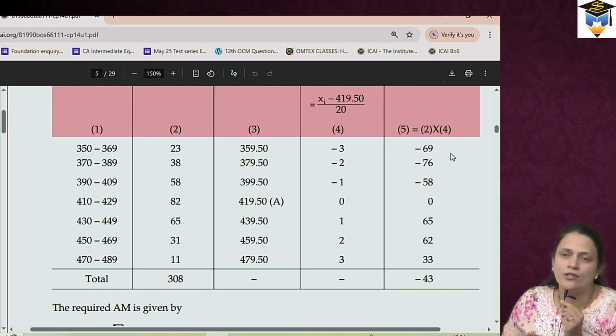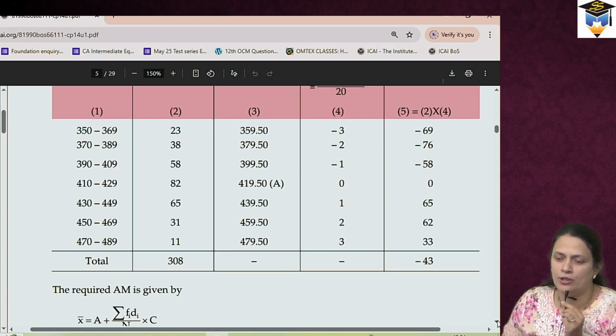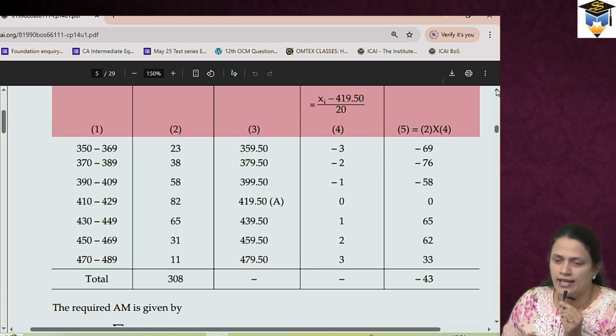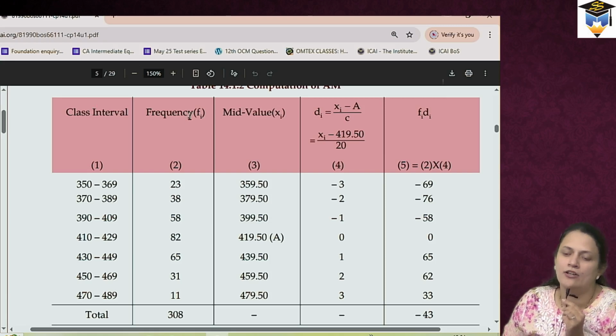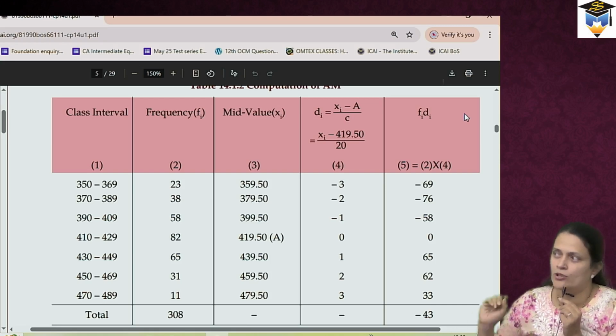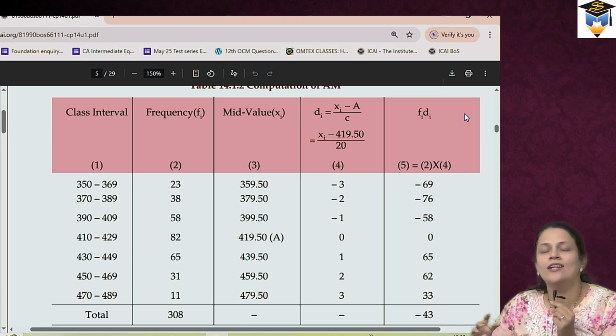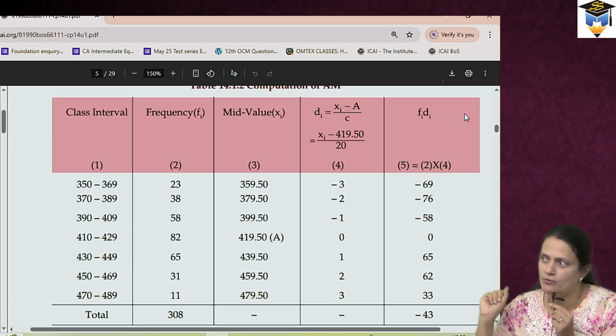Why have they taken minus over here? Because the value of di is minus 3. And then find out the required AM by using the formula. So first give the heading as class length, class interval, frequency, mid value, di is equal to xi minus A upon c, and fidi. You don't need to convert it to a continuous frequency. Here we are just finding out the mid value. So the class intervals will be kept as they are. No changes will be made in them.